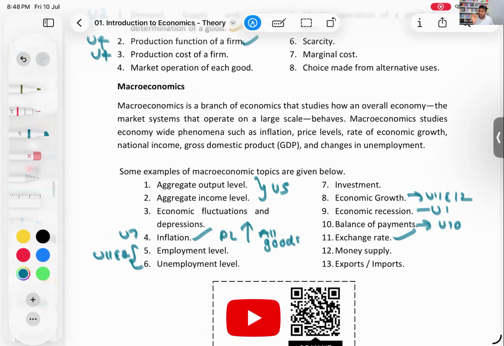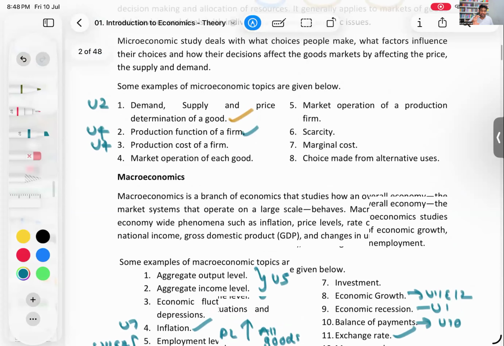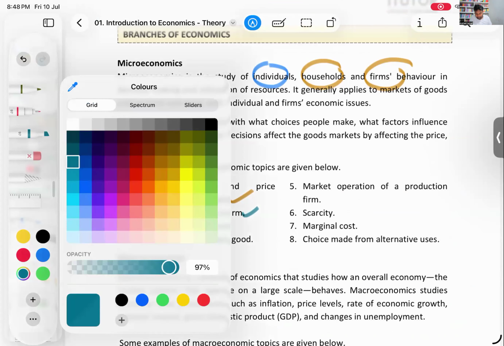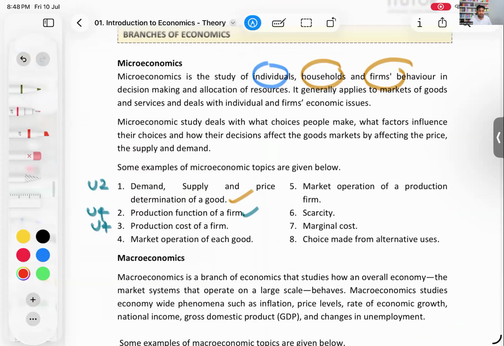Don't worry about what individual terms mean. All you should know is, if it focuses on a small part, it's called micro. If you talk about the overall economy, that is called macroeconomics. Is that okay? Fine.